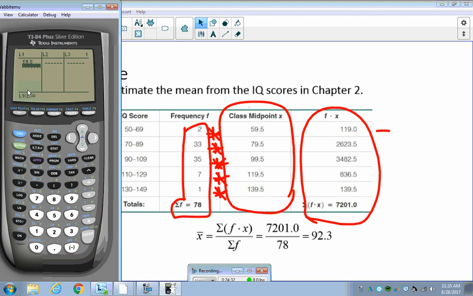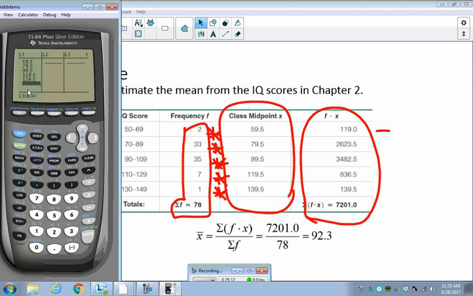I type it in and I press enter, and you'll see it come up in your list. Of course, the next one is 79.5, and I'm going to continue on down and enter each one of those class midpoints. I'm still hearing clicking, so I don't think everybody's quite ready yet. Okay, everybody ready?